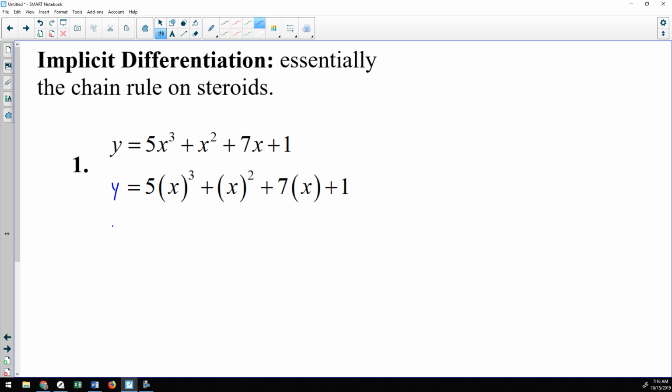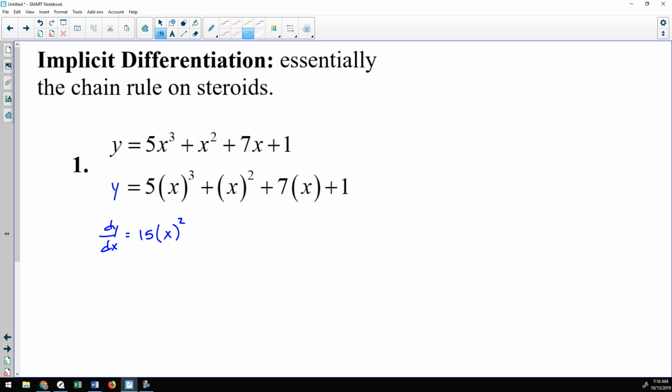So when I do this derivative, and this is going to be the brains behind implicit differentiation, you chain rule everything. So I'm going to bring my 3 down. 3 times 5 is 15. And the chain rule says you leave the inside alone. You don't touch the inside. And then you subtract 1 from the outside exponent. So here I brought down the 3, so 5x cubed differentiates to 15x squared.